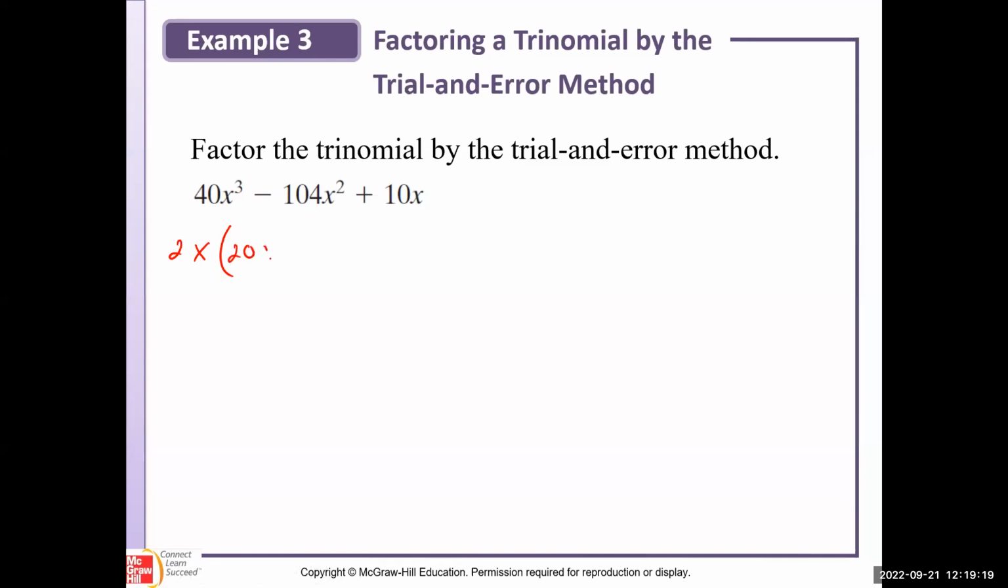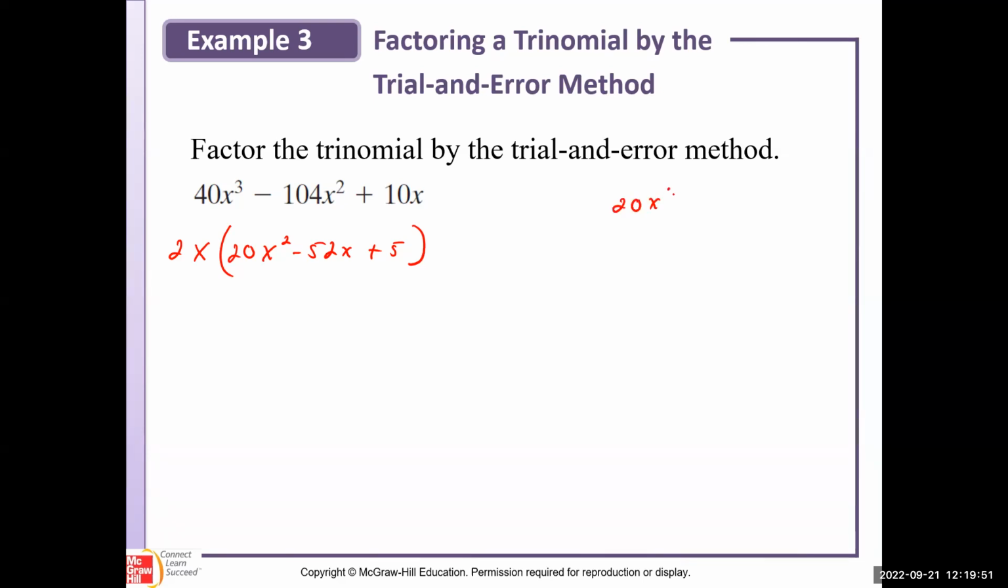So that's going to be 20x squared minus 52x plus 5. Right? And so I'm looking at these. The 20 and the 52, they're both even, but 5 is not even, and so I can't divide by 2. 5 is obviously divisible by 5, but 52 is not divisible by 5, and so therefore I can't factor out a 5. And so I'm going to go ahead and leave it there.